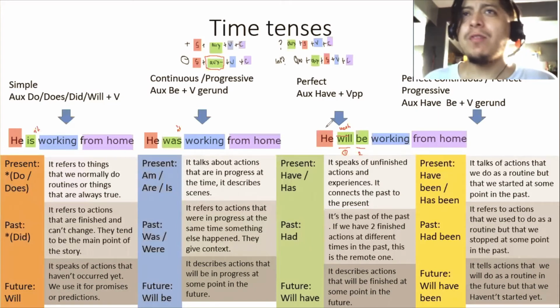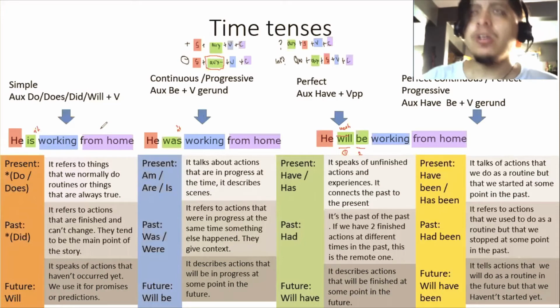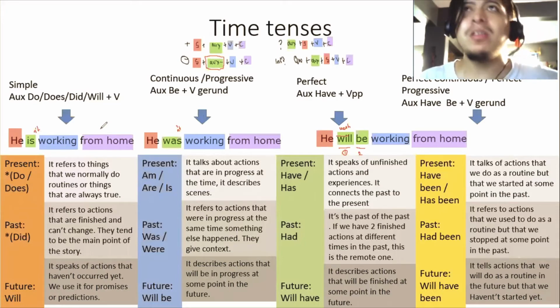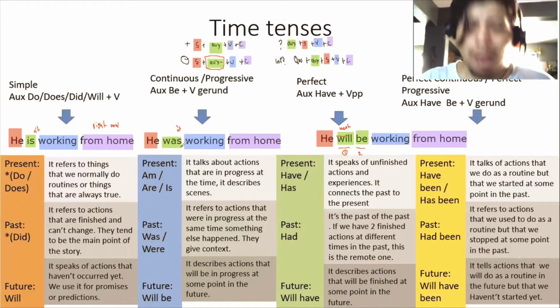What is the meaning of them? The present continuous, you use it for things that are happening in this moment. Things that are in progress at this time. He is working from home right now. In this moment, as we speak. He's working from home today. He's doing that right now.